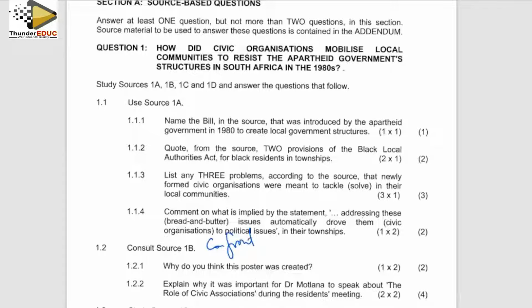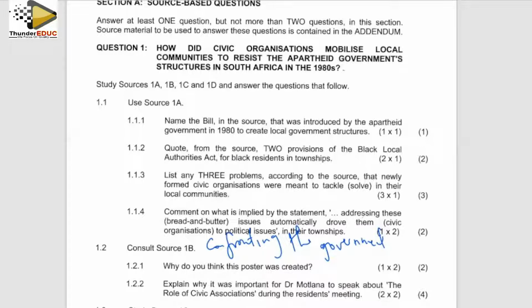So it's an issue of addressing the basic needs, but at the same time, it's leading the people into confronting the government. In solving the problems of basic needs, you ended up engaging in disputes with the government, because it was the duty of the government to make sure that the citizens are well taken care of. However, there was neglect because of the separate development policy by the apartheid government. So that is the literal meaning of that particular statement.